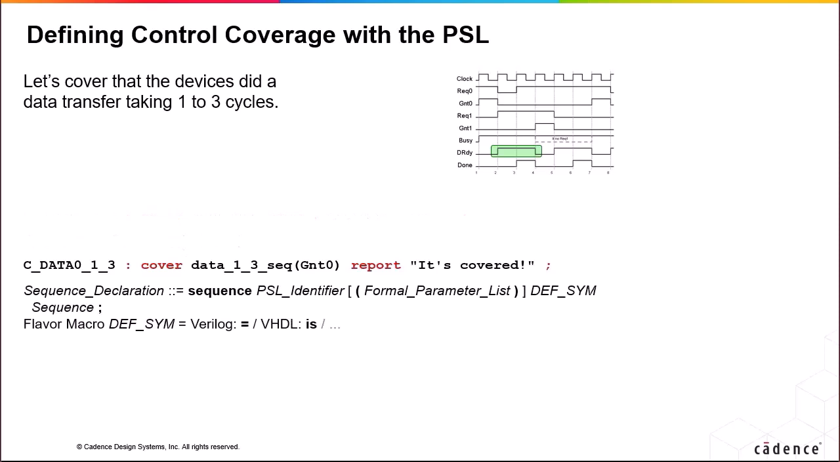The sequence declaration syntax is, in order, the sequence keyword, a sequence type identifier, an optional formal parameter list, the HDL specific definition symbol, and the sequence expression. Following this syntax, we declare the data 1 to 3 sequence, providing an input argument for the grant signal that starts the sequence.